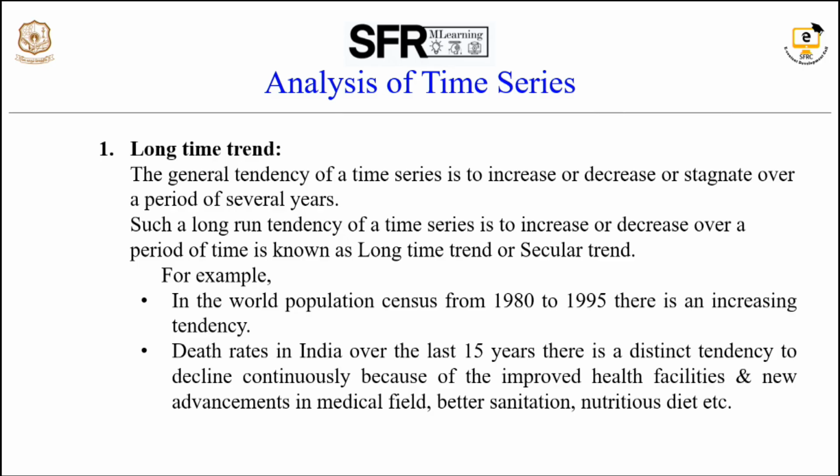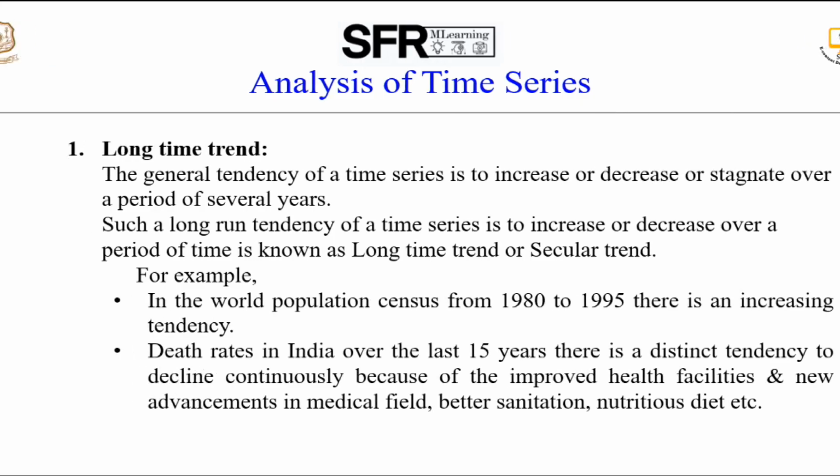For example, take the world population for the 15 years, 1980 to 1995. It always has an increasing tendency. And if you take another example, death rates of India over the 15 years, here there is a tendency to decline continuously. The reason behind it is the improved health facilities in India, new advancements in the medical field, better sanitation among the people, nutritious diet, etc.